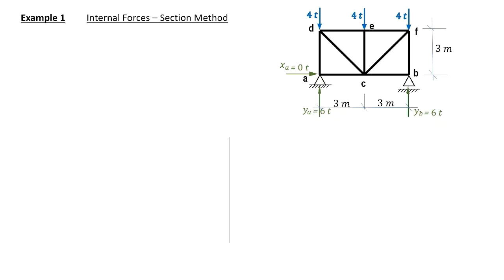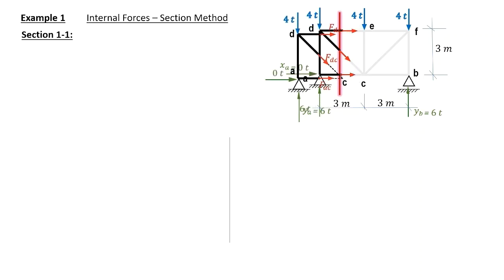Now we apply the section method to compute the internal forces. Assume we have no internal forces, and section 1 here divides our truss into two parts, a left part and a right part. We can compute from any convenient part.